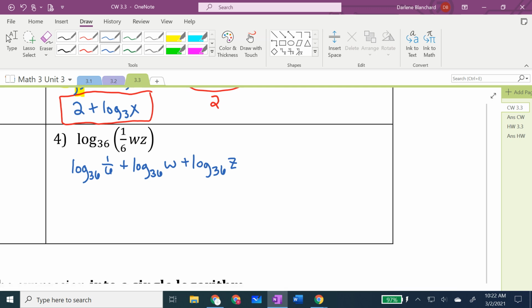Now the first logarithm there has a 1/6. And you want to figure out if you can write this in a simpler way. So keep in mind that you can put a little exponent on there. It's really that logarithm is the exponent on a 36, where I'm getting out the answer of 6. So what can you do to figure that one out?